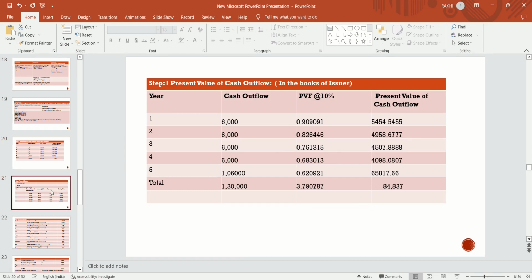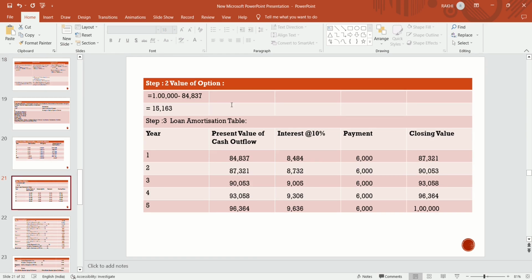Along with these instruments, there is an option to convert into shares. So the remaining amount should be accounted as the value of the option. Step 2: the present value of the redemption liability is 84,837, and the remaining amount will be 15,163, that is 1 lakh minus 84,837. That is the value of the option attached to the contract.